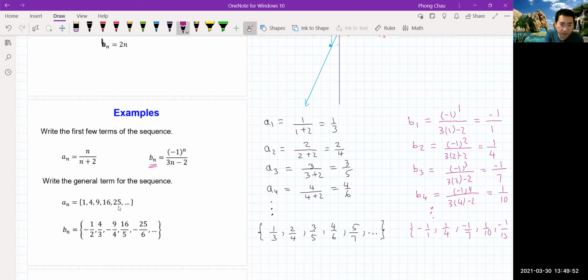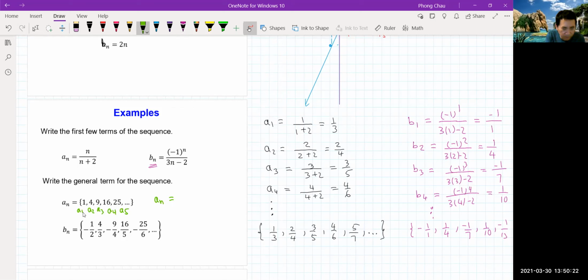Now, on the other hand, sometimes you're given a list and you want to write a formula. So here's what I'm going to do. Let's say you want to write a formula for a sub n here. Look at this. If you write out the terms, that's a1 equals 1, right? So a2 is 4, a3 is 9, a4 is 16, a5 is 25.